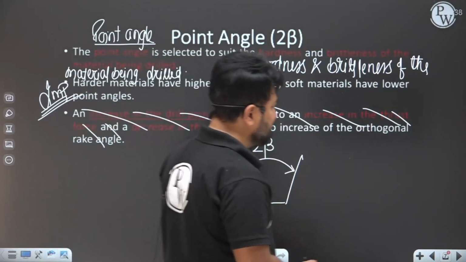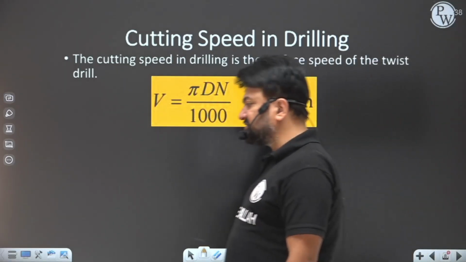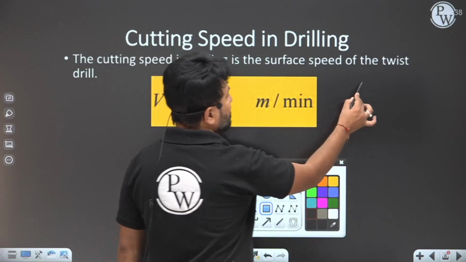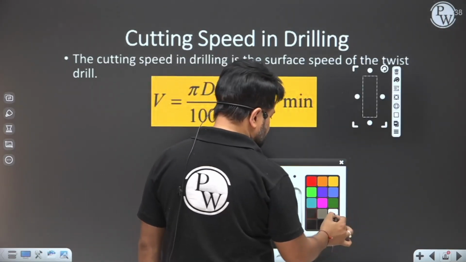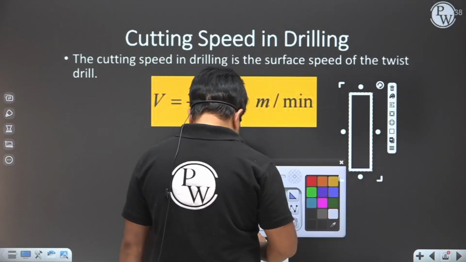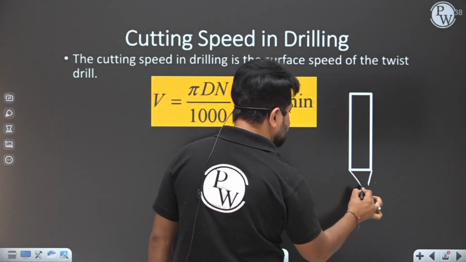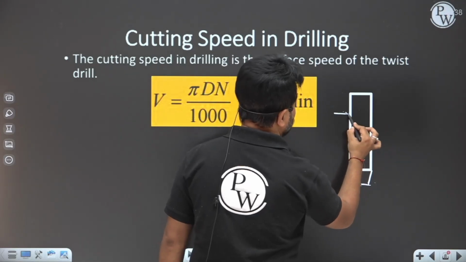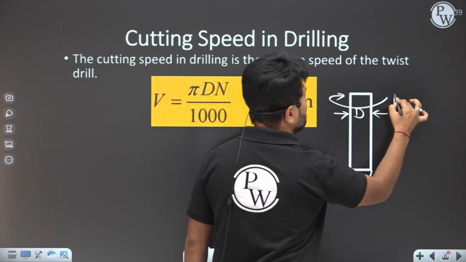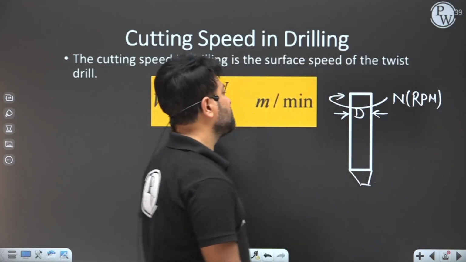Now the next thing which generally comes in the drilling operation is the machining time. My dear student, for that you have to understand a few things. Like, this is the drill tool. Now the drill tool has a diameter d, which is rotating with rpm n, that is, in revolutions per minute.